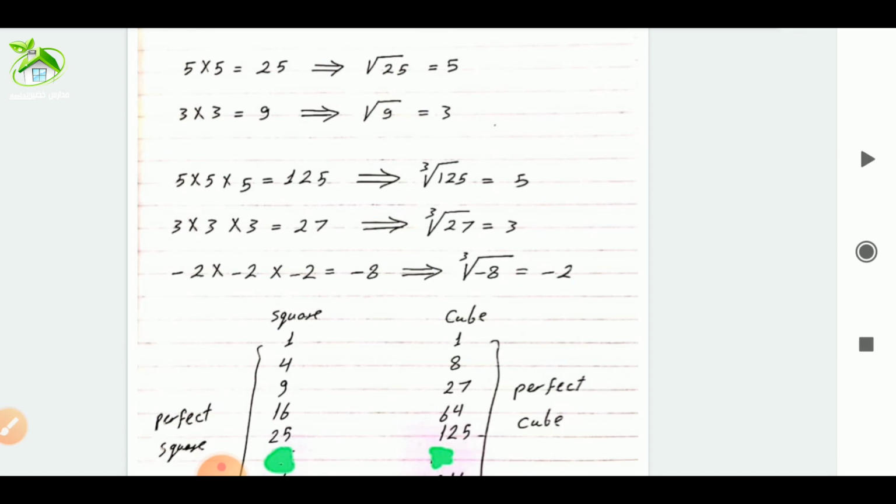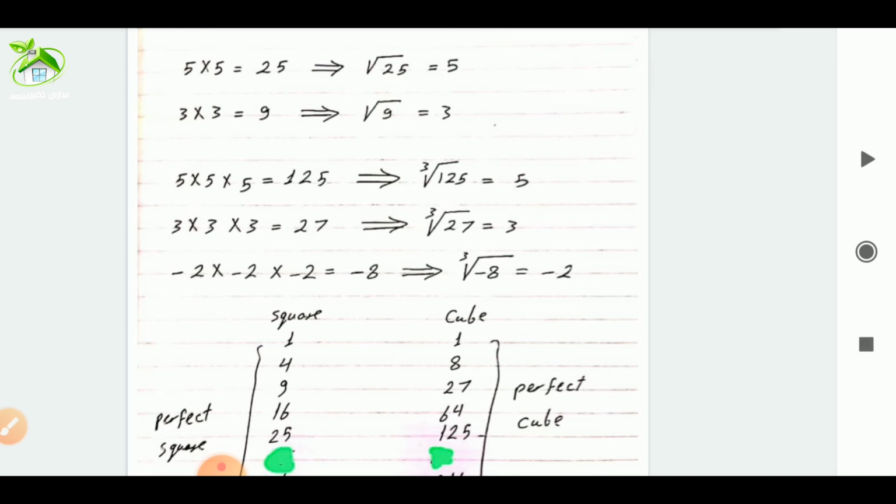The cube of any number is the product of this number by itself 3 times. 5 times 5 times 5 equals 125. 125 is the cube of 5. 3 times 3 times 3 equals 27. So 27 is the cube of 3.